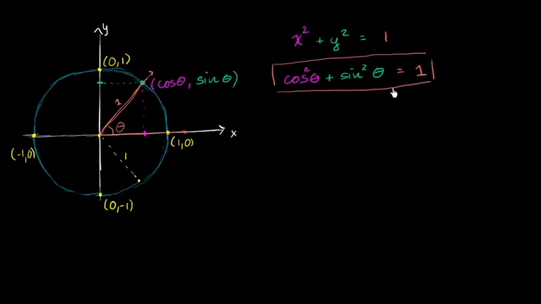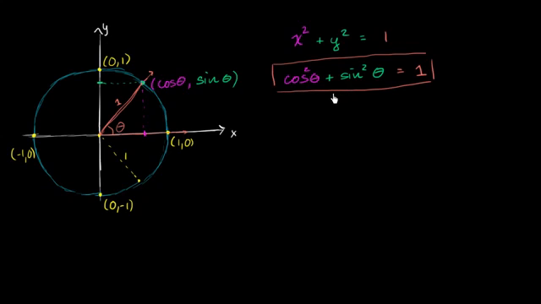And you say, why is that useful? Well, using this, if you know sine of theta, you can figure out what cosine of theta is going to be, or vice versa. And if you know cosine theta, then you can use this to figure out sine of theta, and then you could figure out tangent of theta, because tangent of theta is just sine over cosine.